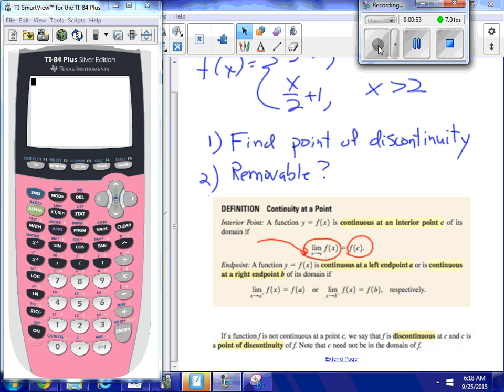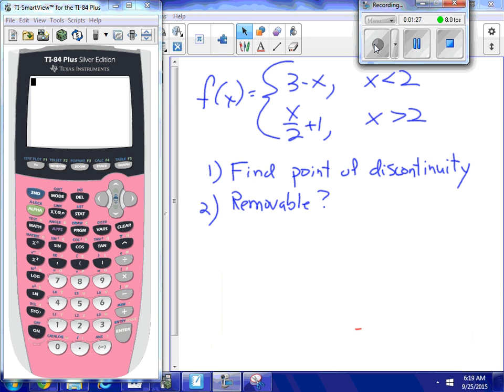The exception is if it is an endpoint of the function, in which case, if it is a left endpoint, then it has to be continuous as I'm approaching it from the right, from the positive side. And if it is a right endpoint, it has to be continuous as I'm approaching it from the negative side. So if I don't satisfy those conditions, then I have a point of discontinuity.